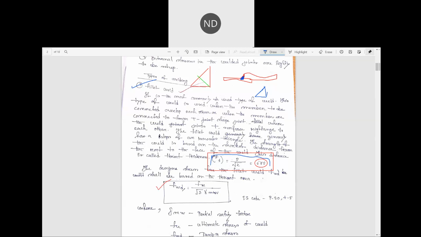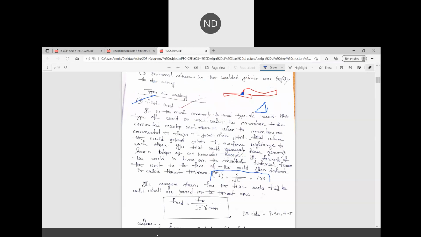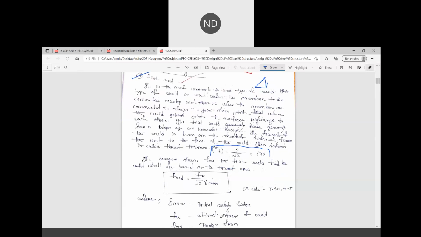F_wd is equal to how much? Fu by root 3 gamma mw. Now, I told you, you have to have your IS code. You will see in your IS code here. So what happens in the IS code? This is your Fu. The value of Fu is the ultimate stress of the weld.